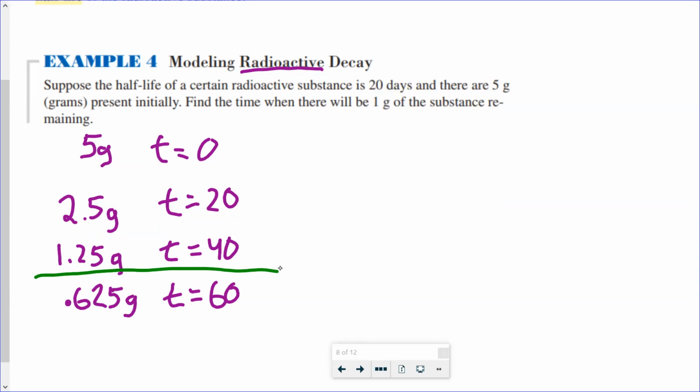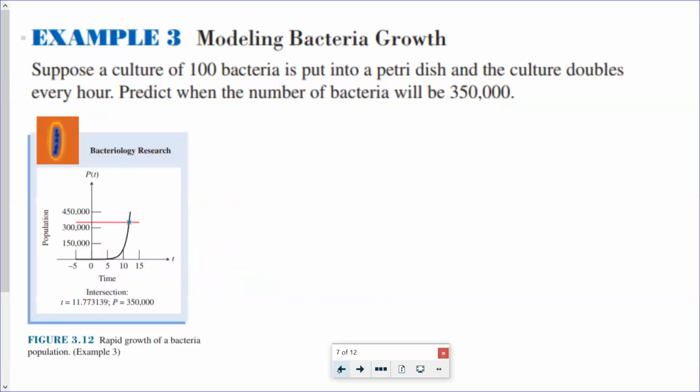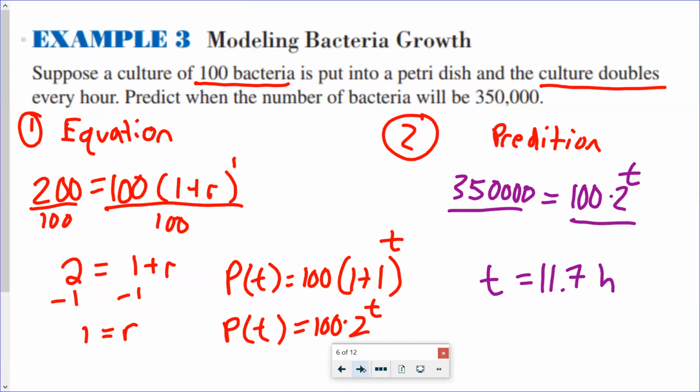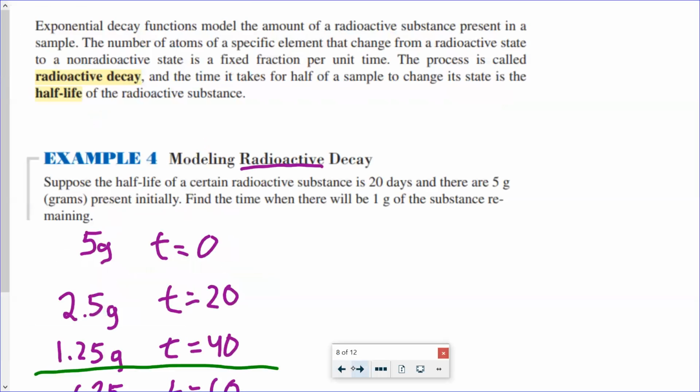So we're trying to figure out exactly when it's going to have 1 gram left of this radioactive substance. Now, this little chart here helps us get an idea of what to expect. But to get the full answer, we're going to need to build a model here, okay? So first off, if it's doubling, what does that mean our rate is? Go back with me. When we were doubling, what does that mean our rate is? It was going to be 2.